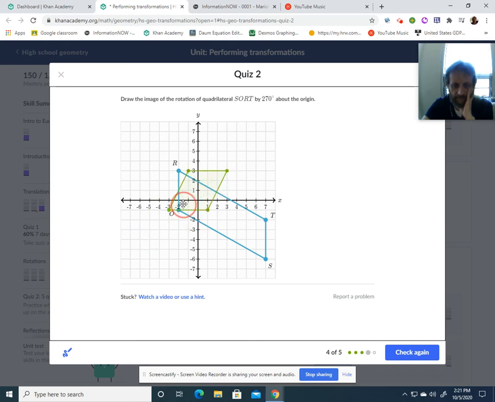Oh, why is it moving the whole thing? I didn't want to do that. Okay, now I've really messed it up. Okay, negative 2, 3 becomes 3, 2, negative 2, 1. Okay, now I'm going to move it just like that.